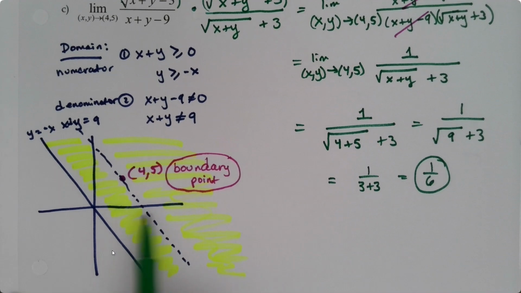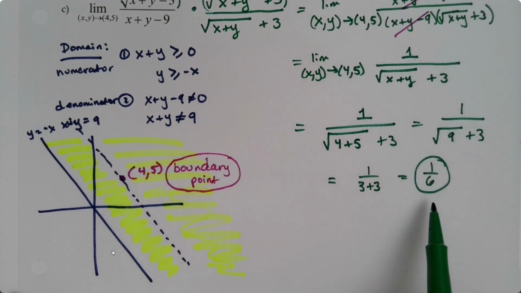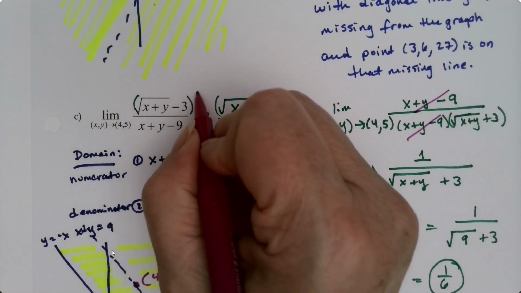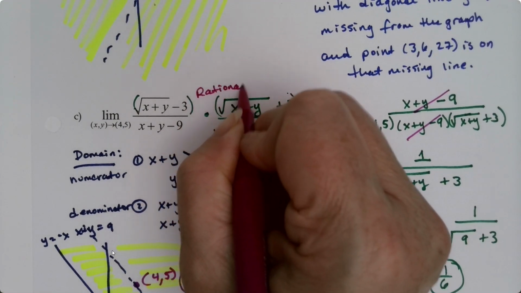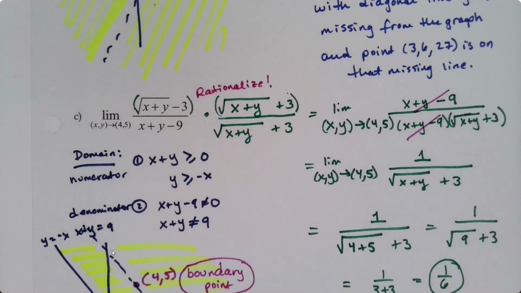So I've made my domain, I found that it was a boundary point, and I found my limit. And we did something called rationalizing. That's what we were doing.